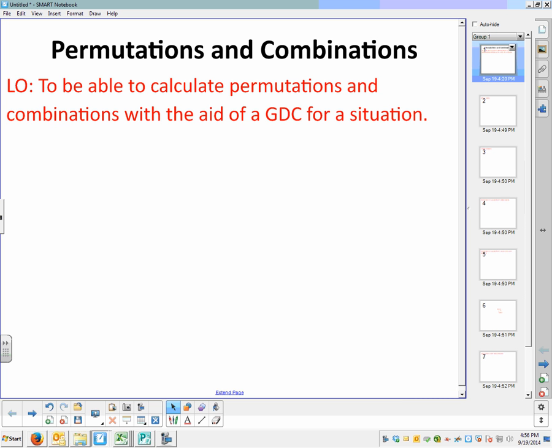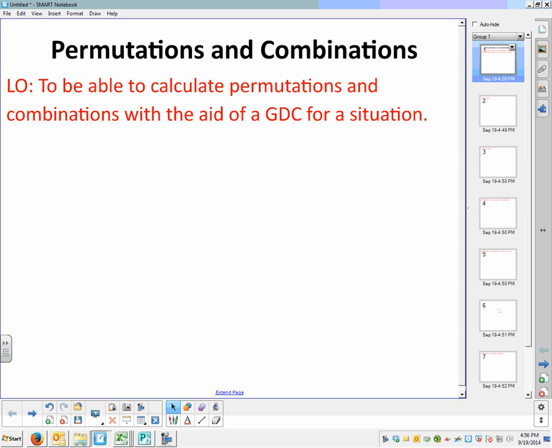Coming towards the end of chapter 1, permutations and combinations is the topic for today's lesson. It's going to be really important you have a GDC for the lesson because I want to be able to teach you how to do this on the calculator as well. We'll do that in class when everyone's got their calculator in front of them. But today I'm going to focus on the maths behind it.